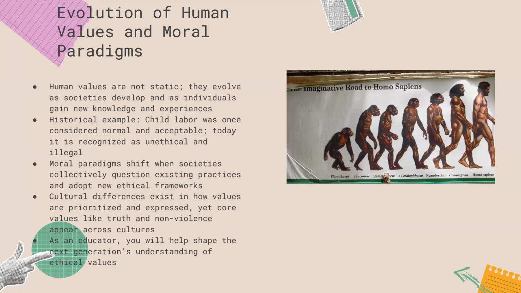Let's look at a historical example. It says, child labor was once considered normal and acceptable. Today it is recognized as unethical and illegal.